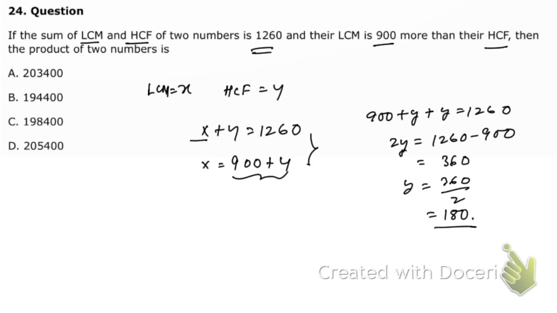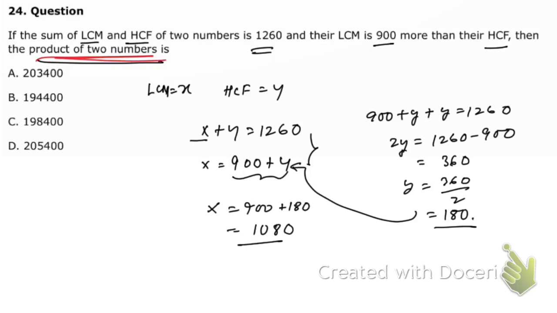So y is 180. Now let's find x. Let's put the value of y here. x is equal to 900 plus y, that is 180. So then we get 1080. That is the LCM. So what we need to find is the product of the two numbers. The product of two numbers is equal to the product of their LCM and HCF. So now the LCM is 1080 and the HCF is 180. So multiply these two, 1080 and 180.